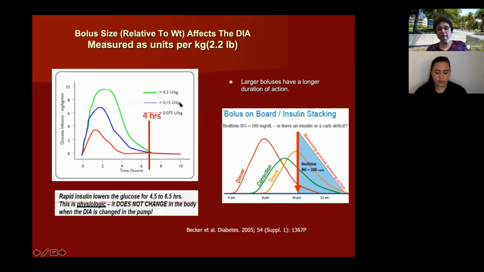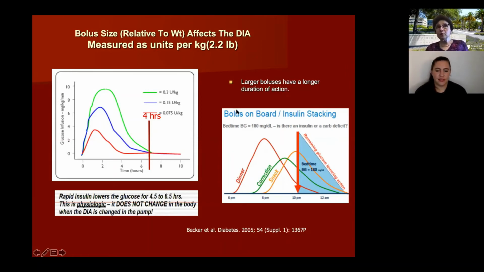So this is what I wanted to mention about the duration of insulin action and insulin bolus on board. This concept is very important to know. The rapid insulin has certain pharmacokinetics and pharmacodynamics. And I hear this all the time: my insulin does not work longer than 2 hours. Insulin is insulin. It works the same for everyone.